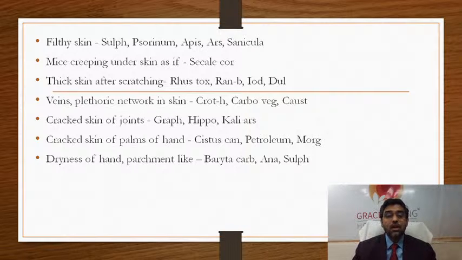I told you before on YouTube live, parchment like lips. I hope everybody remembers which is the remedy. Parchment like lips. Please do make notes so that you don't miss what I want to tell you. This is basically Anacardium, and Sulfur.